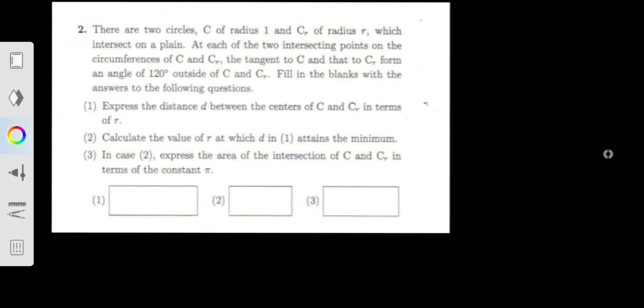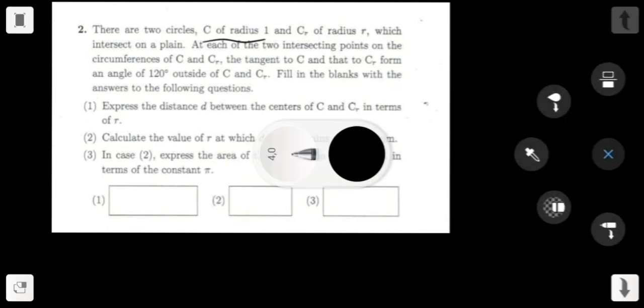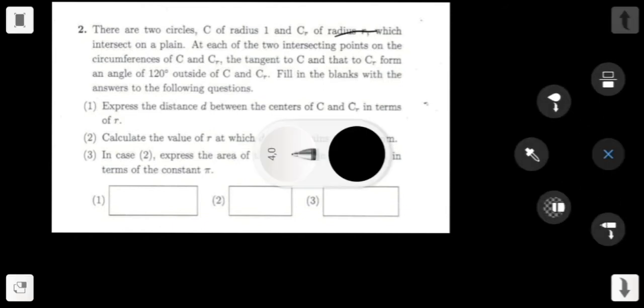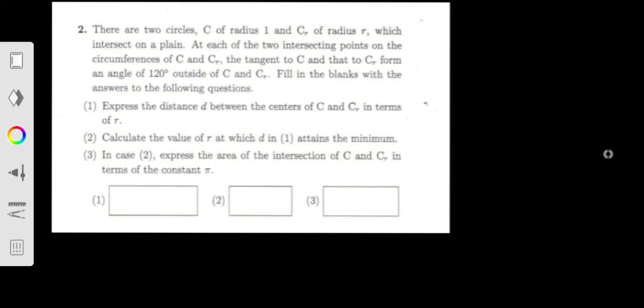Okay, so let's read the question. You have two circles, C with a radius of 1 and the second circle with radius r, okay? And this is the problem for us to draw, because we don't know if r is bigger than 1 or smaller than 1, but it won't make any problem. We are going to use math, okay? So they intersect at two intersection points, right?